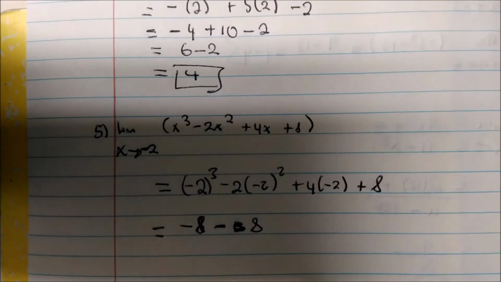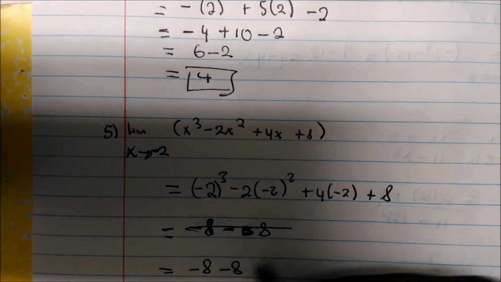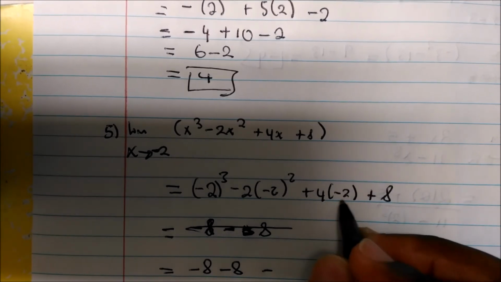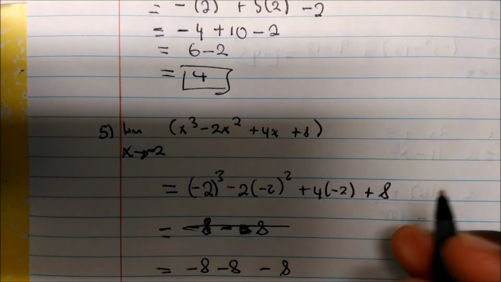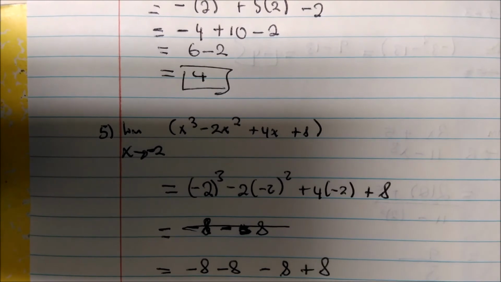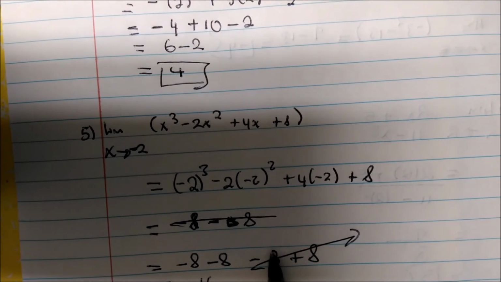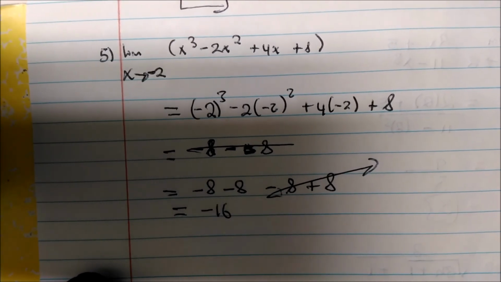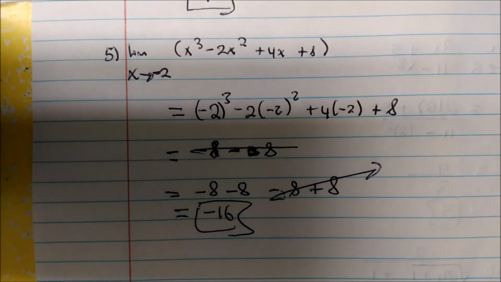So I apologize. Let me rewrite this. Negative 8 minus 8, and then 4 times -2 is negative 8, plus 8. So this is going to be negative 16, and the rest is 0, because negative 8 plus 8 is just 0. So this will be negative 16. So the limit as x approaches negative 2 will be negative 16.